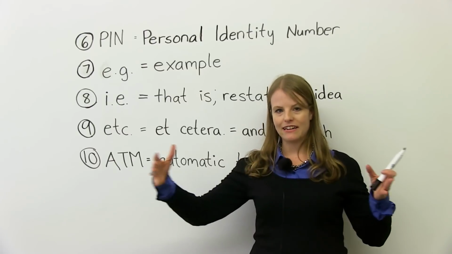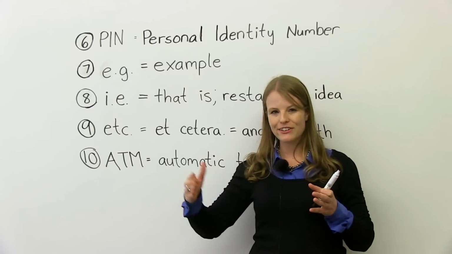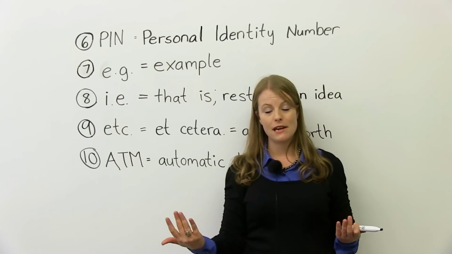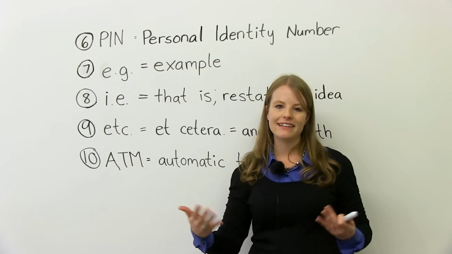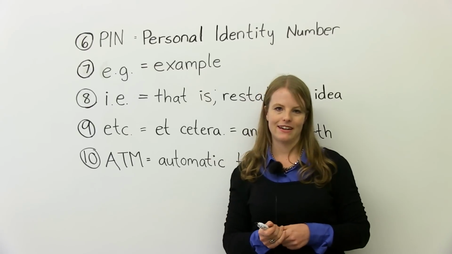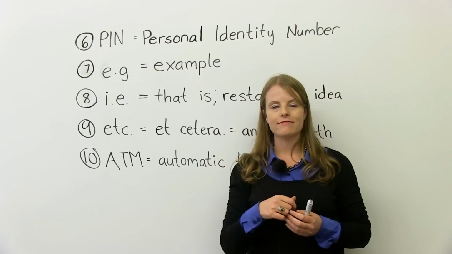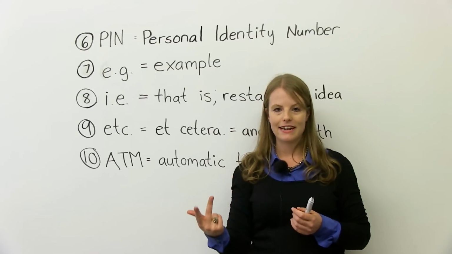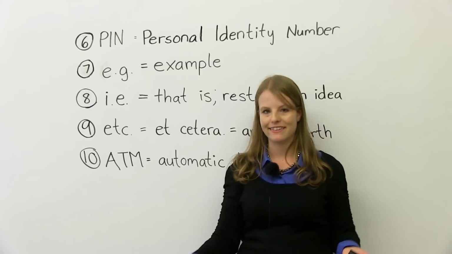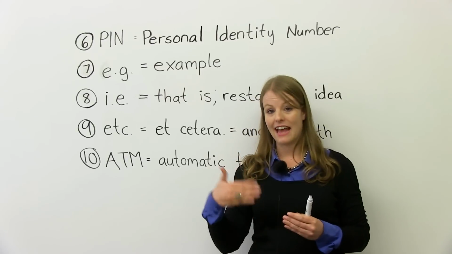So it means I'm listing a long list. Instead of saying every single thing I bought, which could take me a long time, etc. means and so forth. Okay? I play many sports. I play soccer, I play baseball, tennis, badminton, etc. Okay, so it means and so forth.